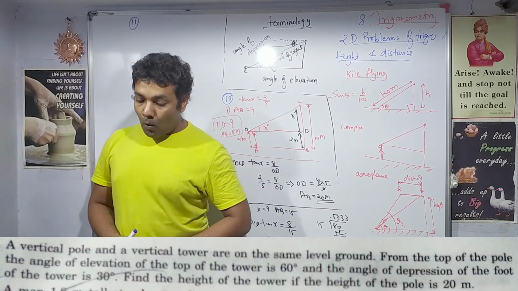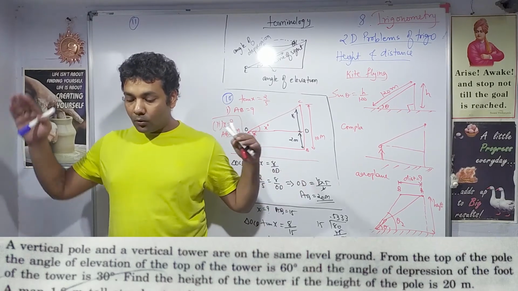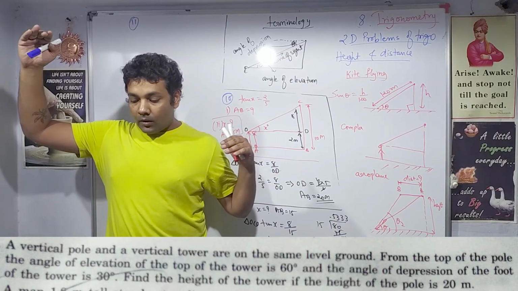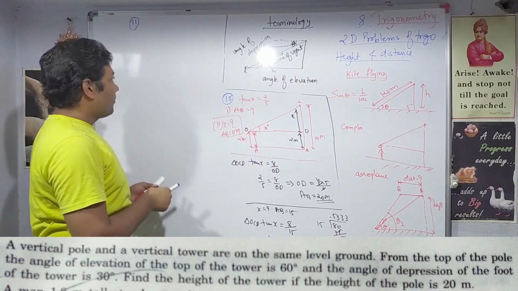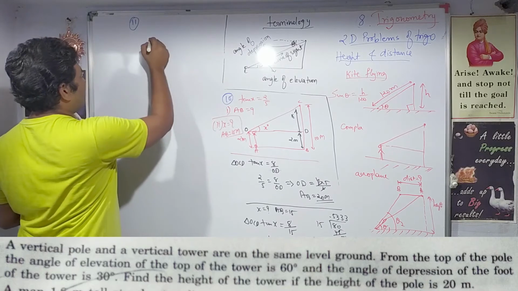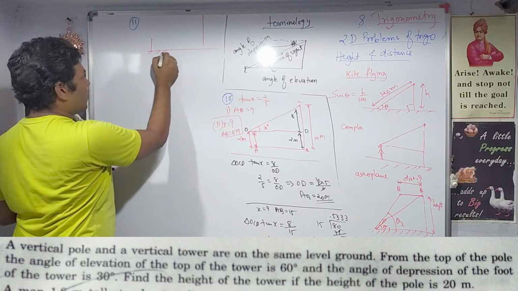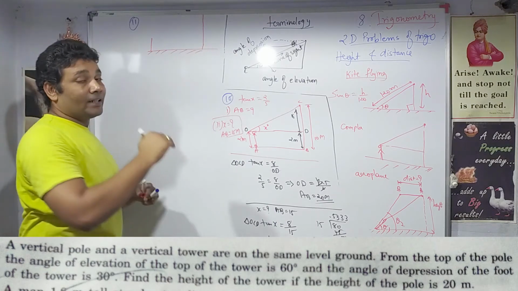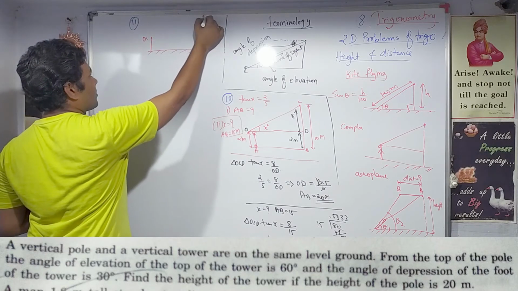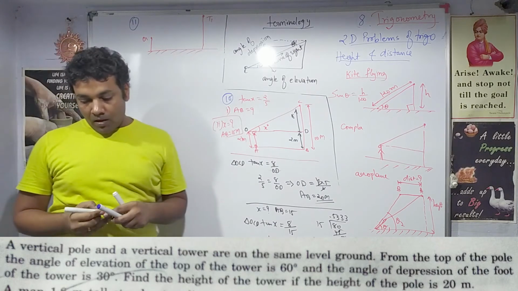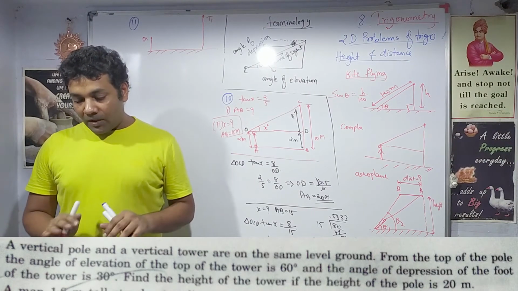A vertical pole and a vertical tower on the same level ground. From top of the pole, the angle of elevation of the tower is 60 degree. Let us draw. So we have a pole and we have a tower. Obviously tower will be longer than the pole. Pole refers to the light pole. Right, so this is a pole, we'll take it as O1, and this is a tower, so we'll take it as T1.